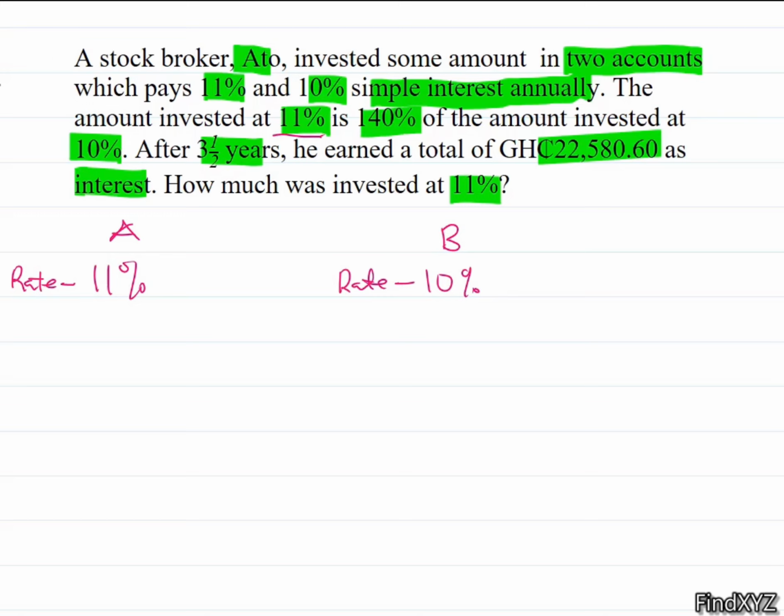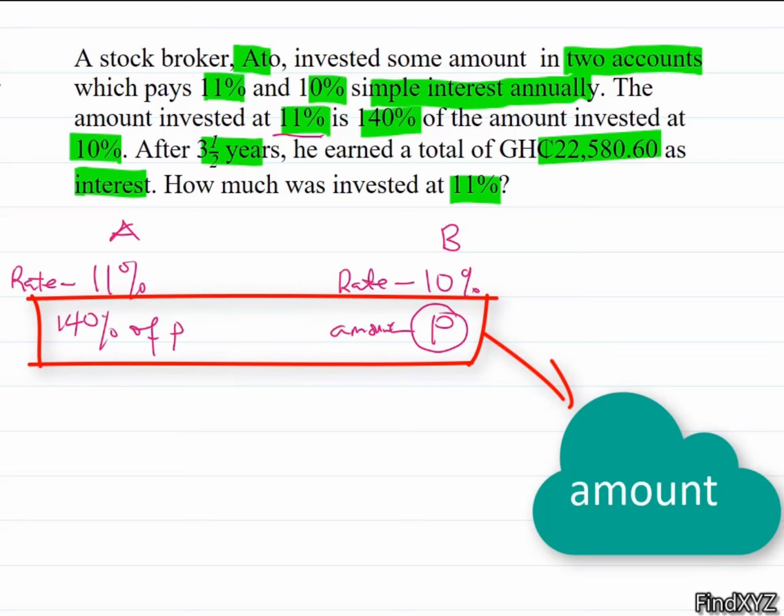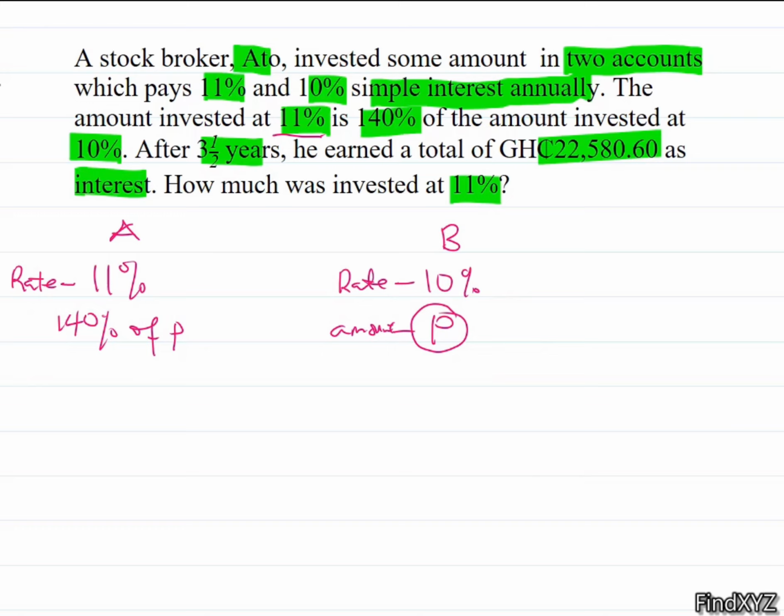So if the amount invested at 10% is P, then the amount invested at 11% is 140% of the amount invested at 10%. And what is the amount invested at 10%? That is P. Anytime you see the percentage symbol, it means out of 100. So 140% is the same as 140 over 100. Of means multiply times the amount, that is P. Then we can simplify this. 14 over 10 will give us 1.4 times P, which is 1.4P. This is the amount invested in this account.